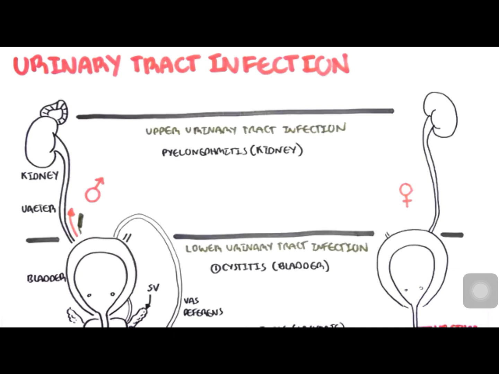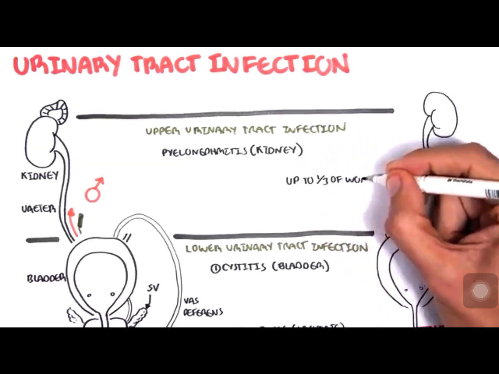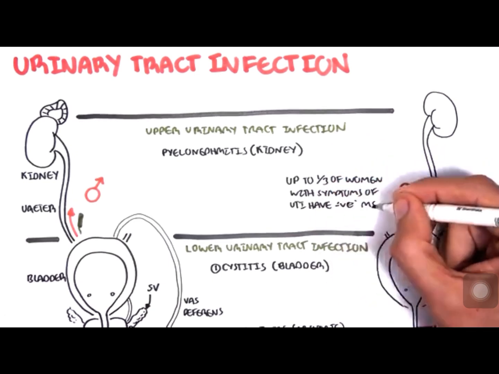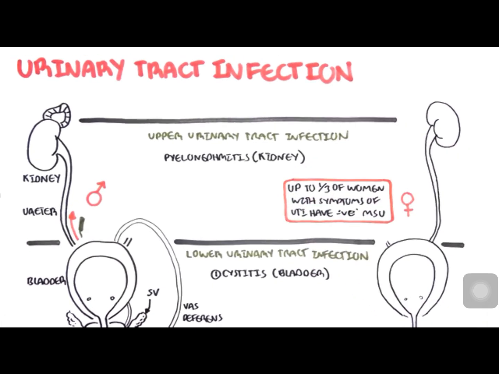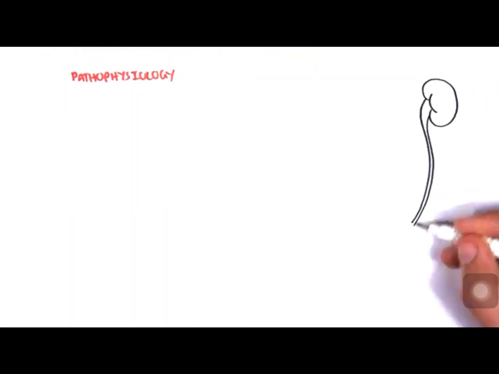Interestingly, as we know, urinary tract infections are more common in women, and up to a third of women with symptoms of a urinary tract infection actually have negative midstream urine samples, not revealing any form of infection. That was a side note. But anyway, how does a UTI occur? Let's look at the pathophysiology.